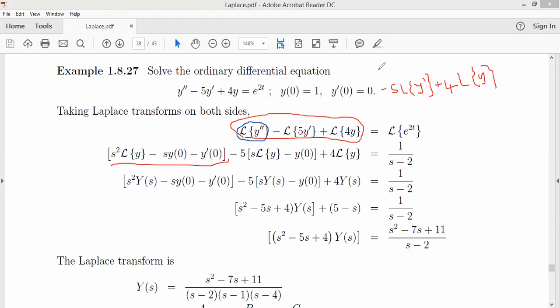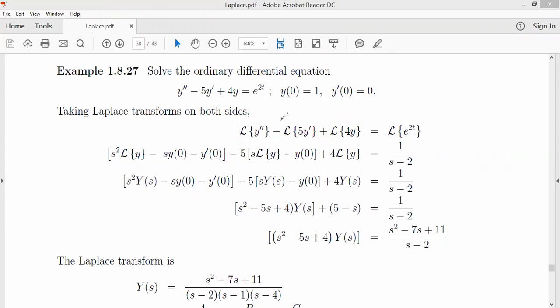Maybe I need to check this out again. This whole blue here is this term here because it is the second derivative. So blue goes with blue. That is the expansion. Now remember, I told you you can take the 5 out and you have minus 5 Laplace of y prime. But we already know what Laplace of y prime is.